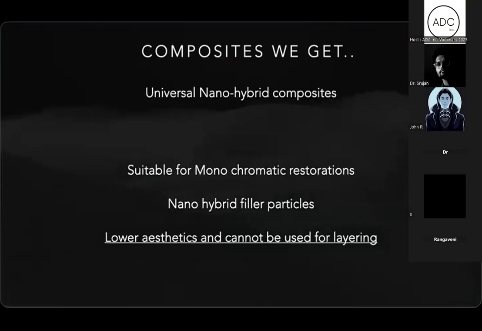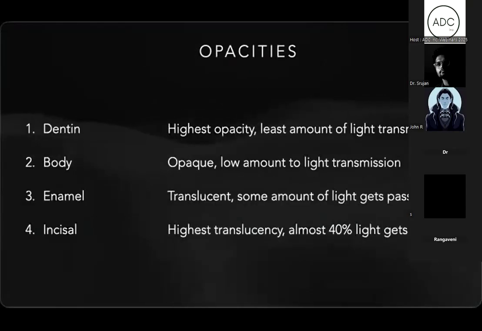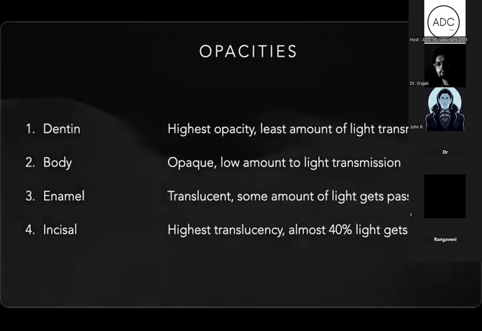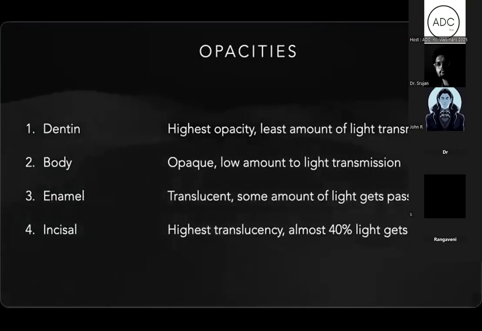When we talk about opacities in composites or even in natural tooth, there are four different opacities which we need to have. If we want to replicate something natural, we need to have the material for that. There are four opacities: dentine, body, enamel, and incisal. Dentine is the most opaque material, right? It is going to pass the least amount of light. Body, on the other hand, is opaque but a little more translucent than dentine. A little bit more light can be passed through it.